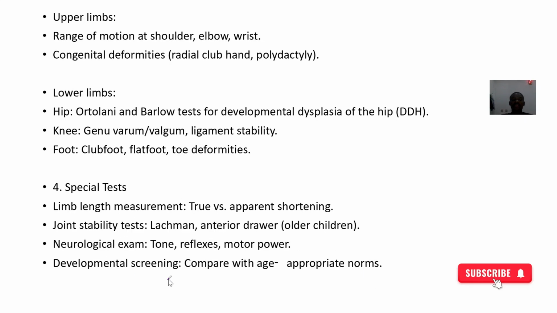Then upper limbs: you look at how far they can move a particular joint, and at congenital issues. In the lower limb too, you look at all the issues that could come in, how far they can move their leg and the rest of it. You're trying to pinpoint dysplasia, knock knees, bow legs, flat foot and the rest of it.